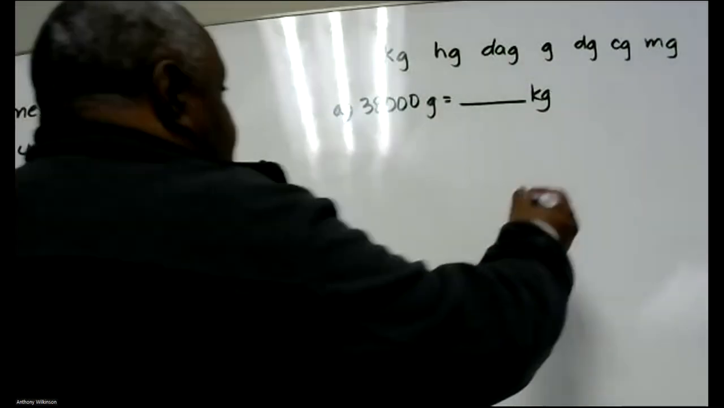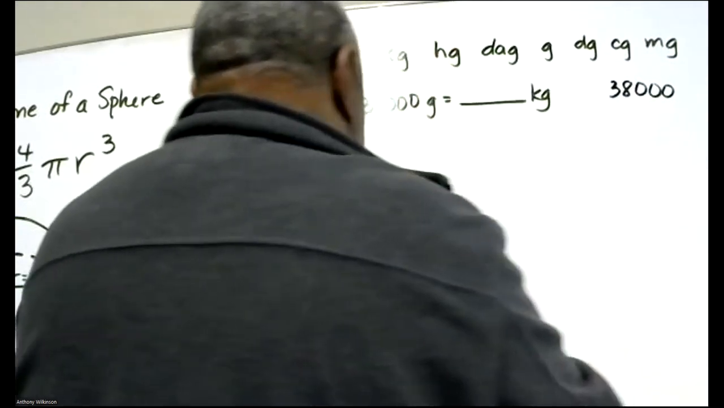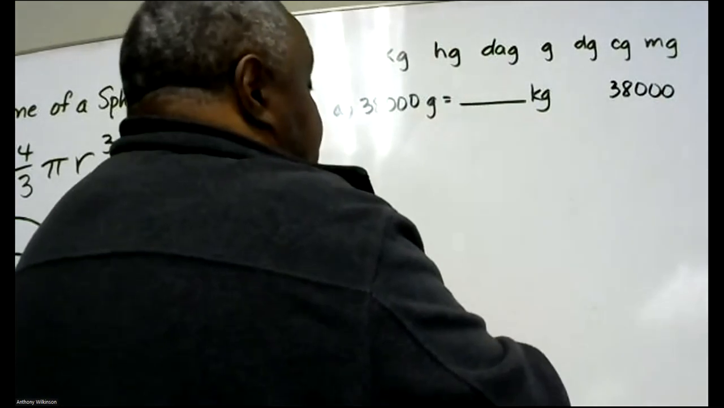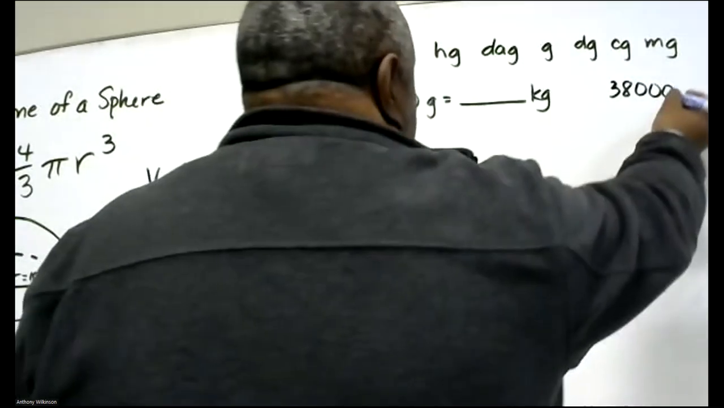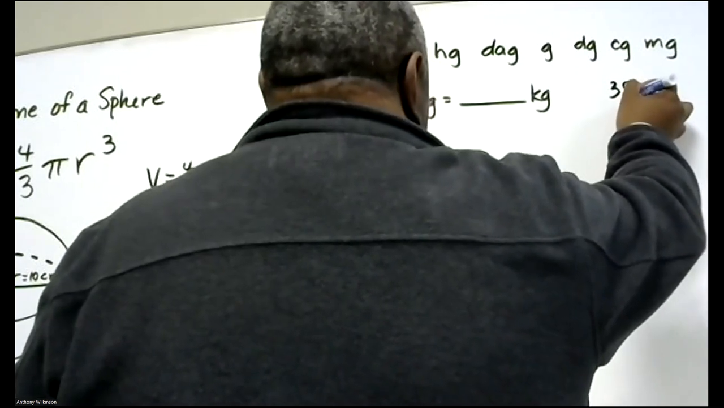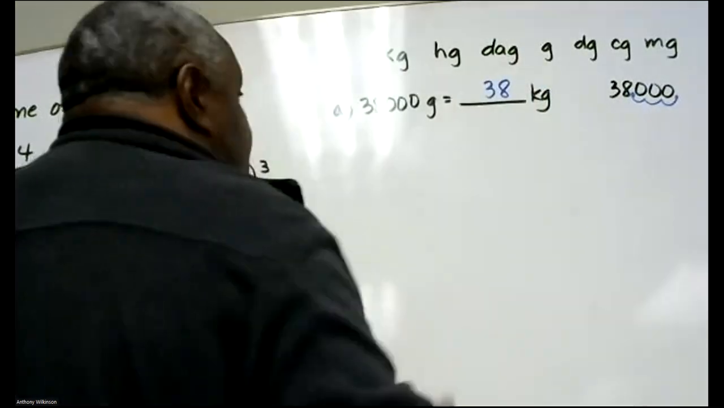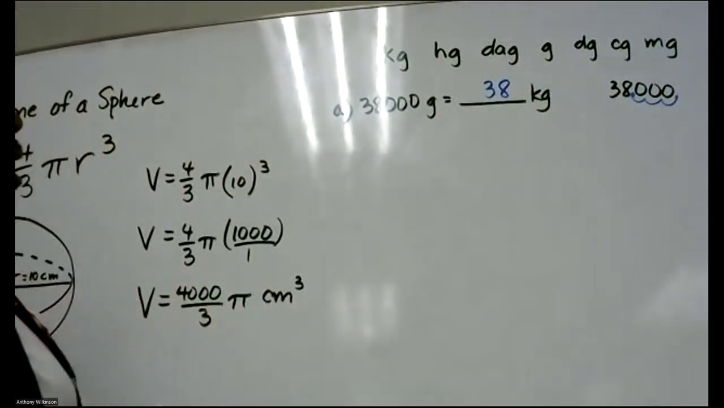So in the number 38,000, I need to move the decimal point on the end 3 places to the left. So this decimal point will move 1, 2, 3 places. So it'd be behind the 8. So 38,000 grams would be equivalent to 38 kilograms. Questions on part A.